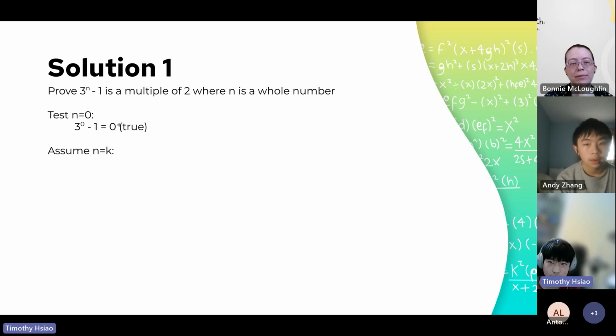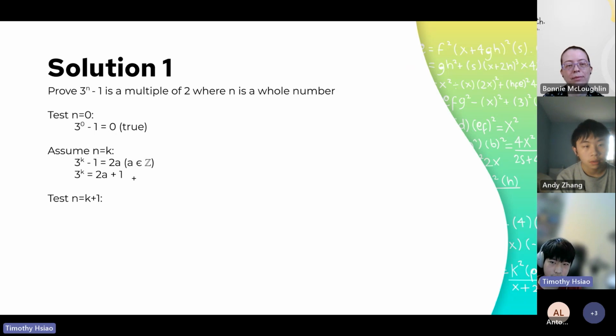And so now we're just going to assume n equals k, and we substitute k for n. And we can assign a new variable a, which is an integer. So we know that 2a is a multiple of 2. And we can move this minus 1 to the other side, which will be useful for later.